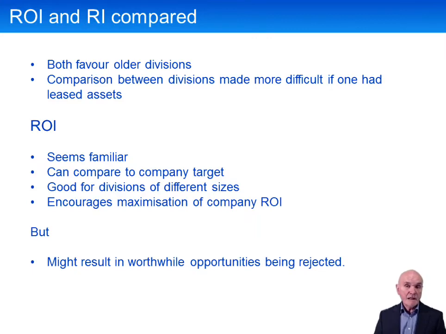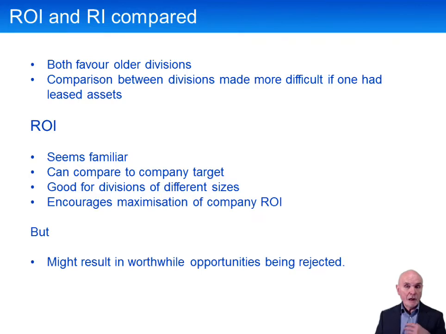Similarly, residual income will increase. You have perhaps the same income for each of the periods, but then you are applying the interest rate or the cost of capital to the amount of capital which is employed there to get the notional interest charge. And if the amount of capital is shrinking because of depreciation, then the notional interest charge will also get less. So both of these methods favour older divisions.